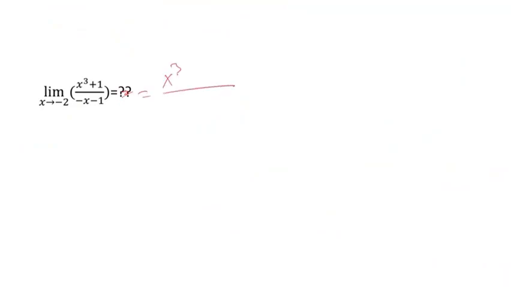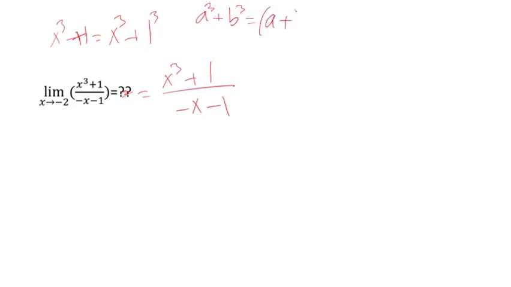So I'll just write out this plus 1 minus x minus 1. Notice here x cubed plus 1 is the same as x cubed plus 1 cubed, because 1 cubed is just 1. And notice this is another identity. It's the same as a cubed plus b cubed, which is equal to a plus b times a squared minus ab plus b squared. So it's another identity.